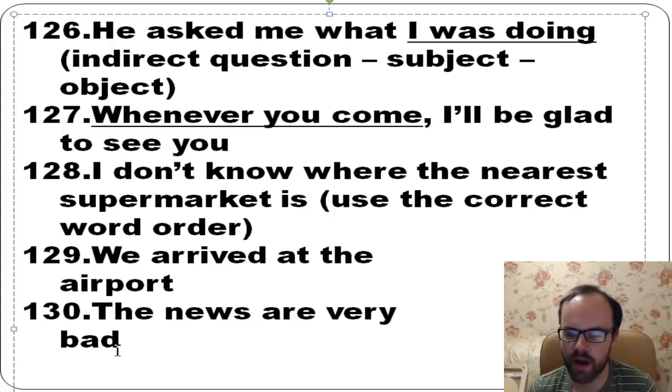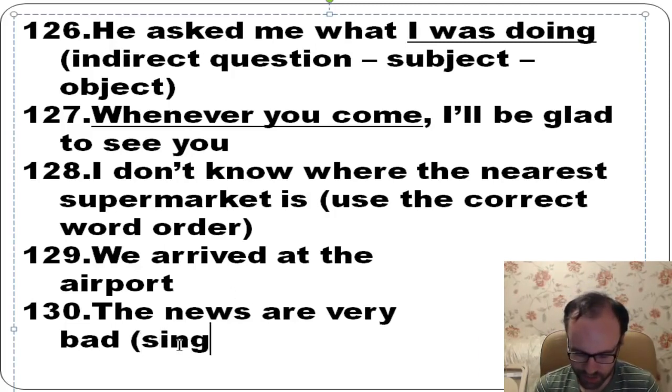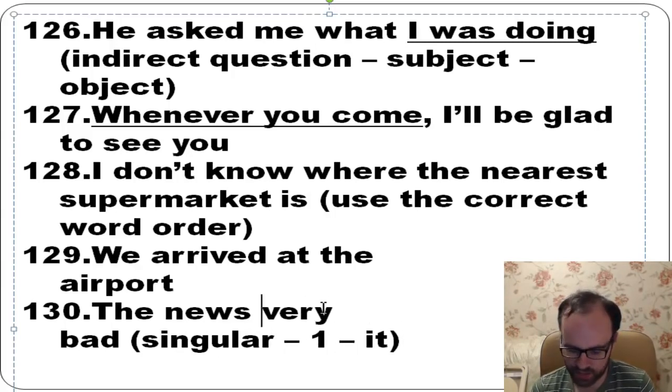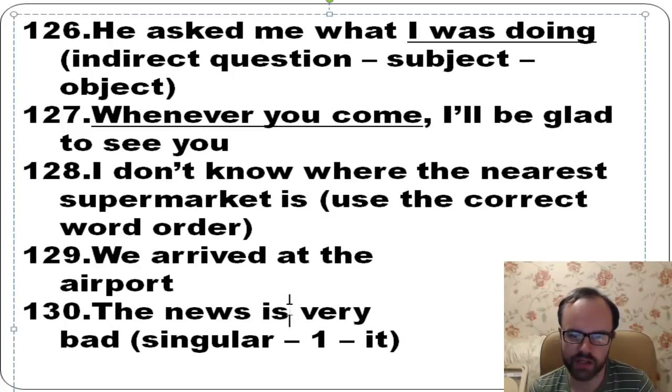Okay, the news are very bad. So you can think, yeah, it's okay, it's correct, but in fact it isn't. So what's the problem? The news is singular in English. It means it's like one, it's like it, and we say it is. So then use is very bad.